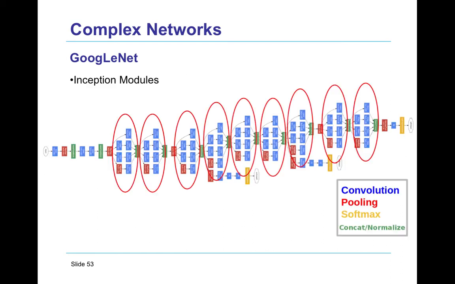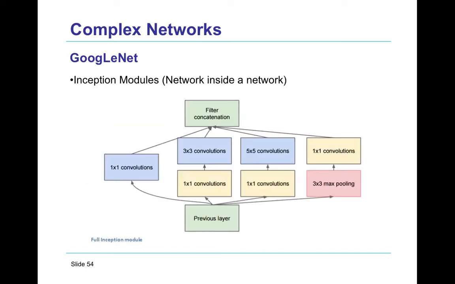First, notice that several of these blocks are repeated. They're called inception models, right? All the blue blocks are the convolutional ones. You've got pooling and softmax in red and yellow, and some normalization blocks. But let's take a look at the inception module itself. It's kind of a network inside of a network, right?